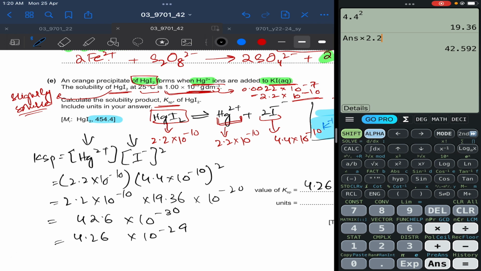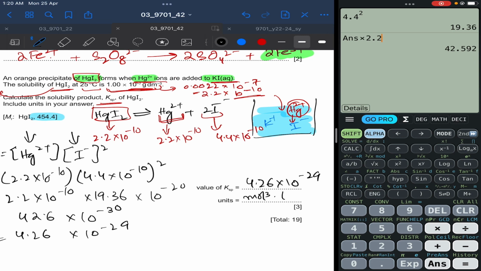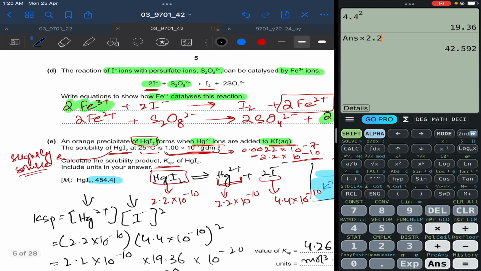Moles per dm cube, squared, means it would be mole cube dm minus 9, right? This would be the unit of KSP, and the value of KSP is 4.26 into 10 raised to power minus 29. So this is the end of question number 1.